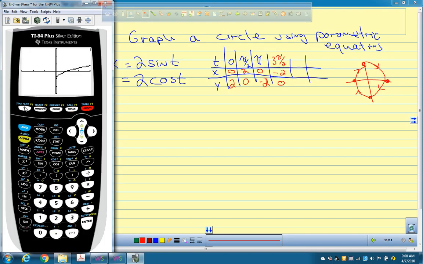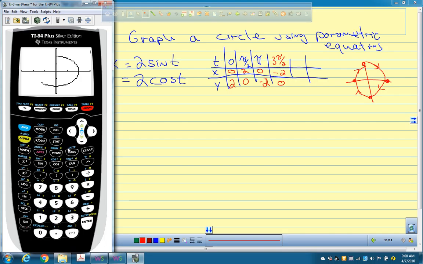What happened? You didn't put in the equation. Oh, 2 sine t, okay, and 2 cosine t, okay, and then if I hit graph, notice that I get this.